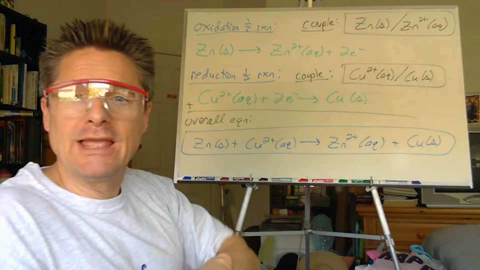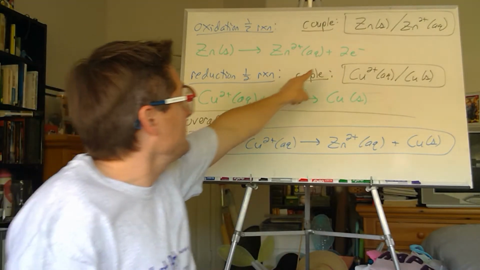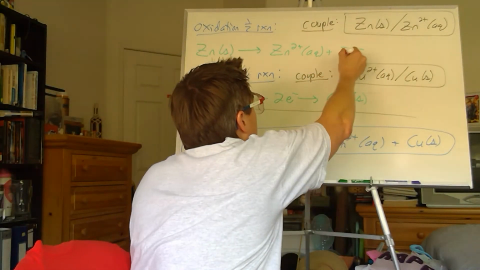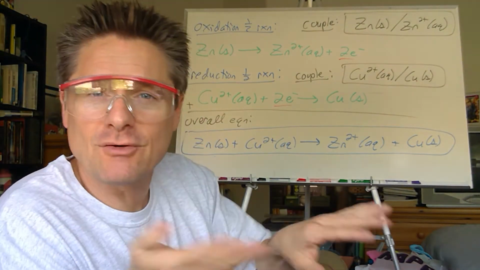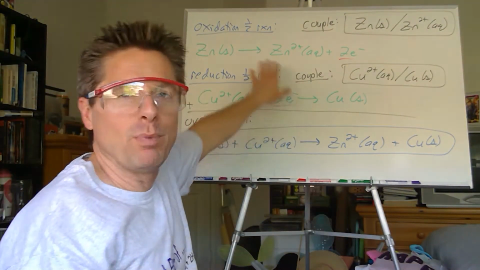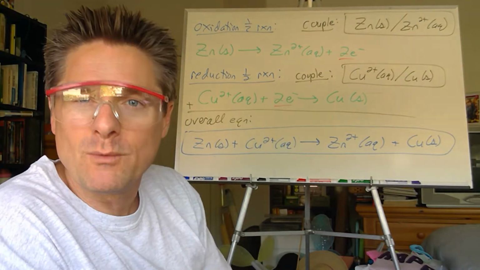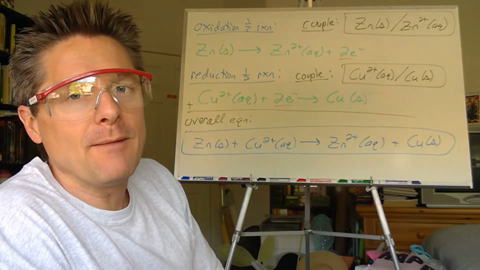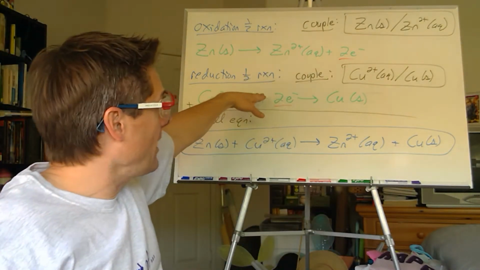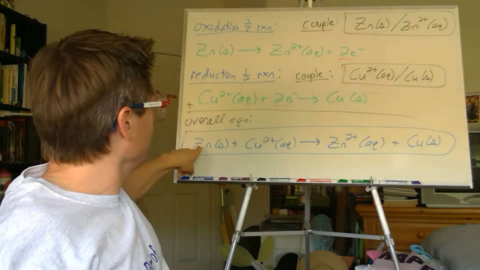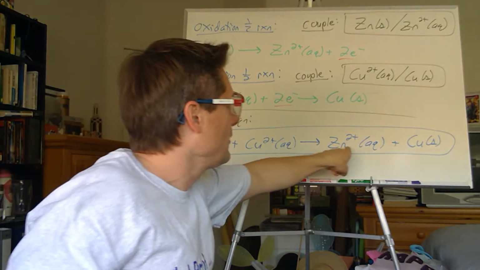If we add these two together like we've done before, now what's nice is the 2 electrons here and the 2 electrons there match. So when we add these together, the electrons automatically cancel out. So I don't have to multiply anything like we did with the silver one. We had to multiply the silver half reaction by 2 to balance things out. So they add up directly. So the electrons cancel out, so I get the zinc solid plus the copper 2 going to zinc 2 plus copper.